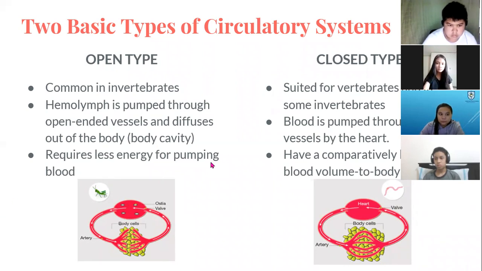'Di ba pag inapakan niyo yung ipis, hindi naman kulay red ang lumalabas na fluid sa katawan nila. Yung pag napisa sila, ang tawag doon, hemolymph. Minsan nga wala pang lumalabas. Okay? So parang tubig ang kanyang kulay, but it has some ions on it.